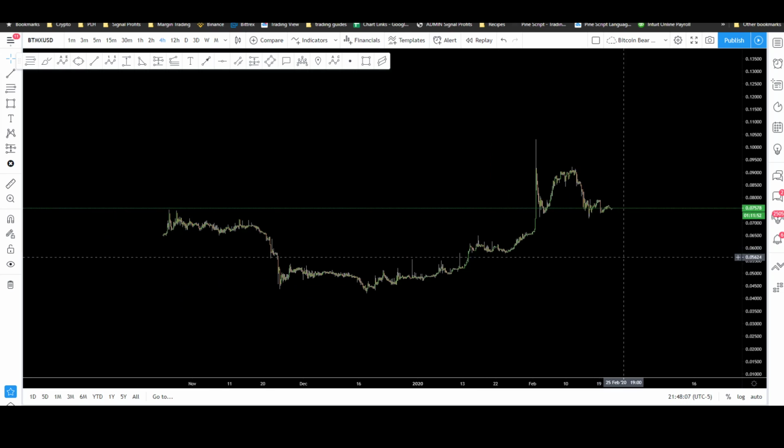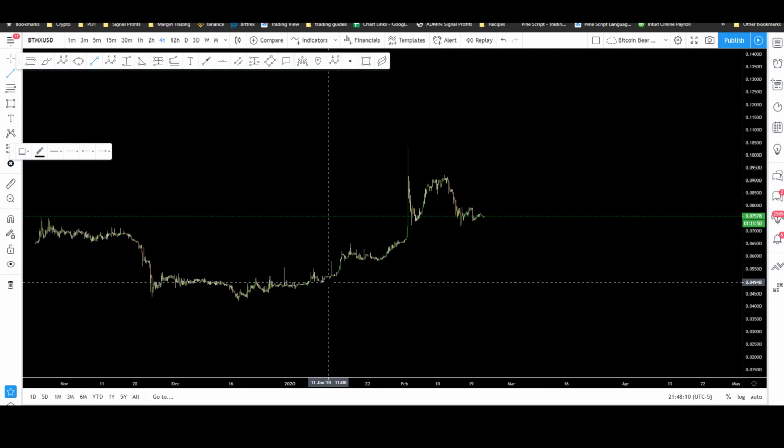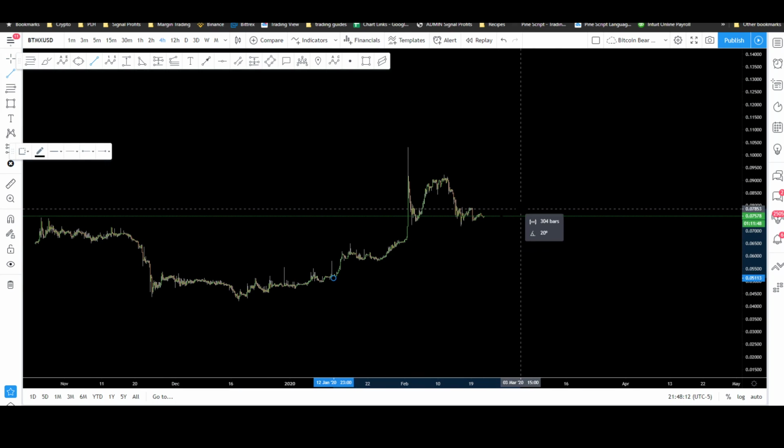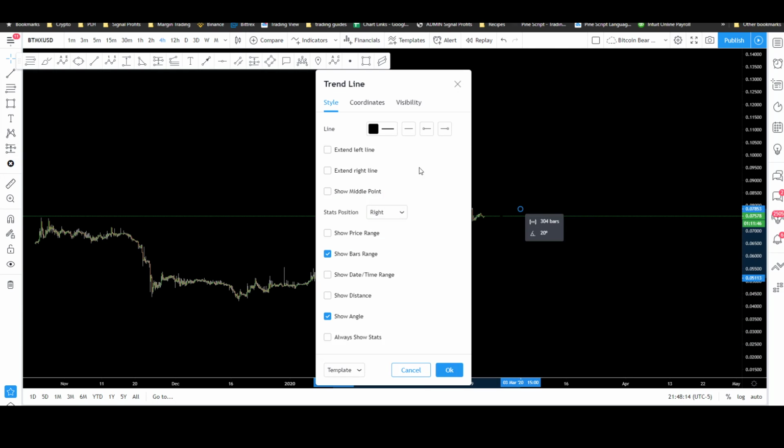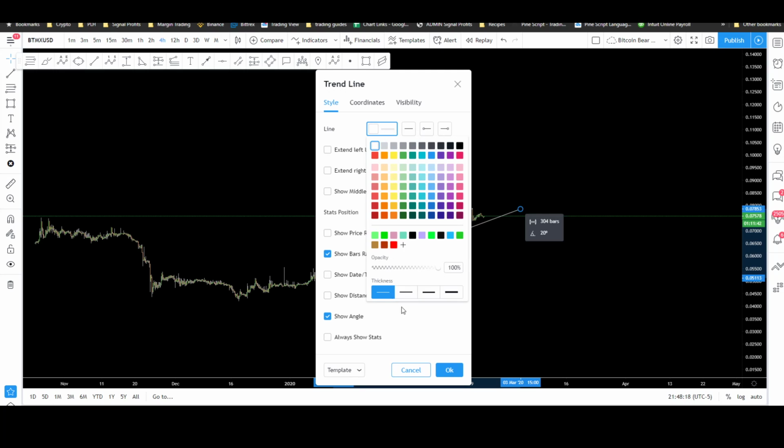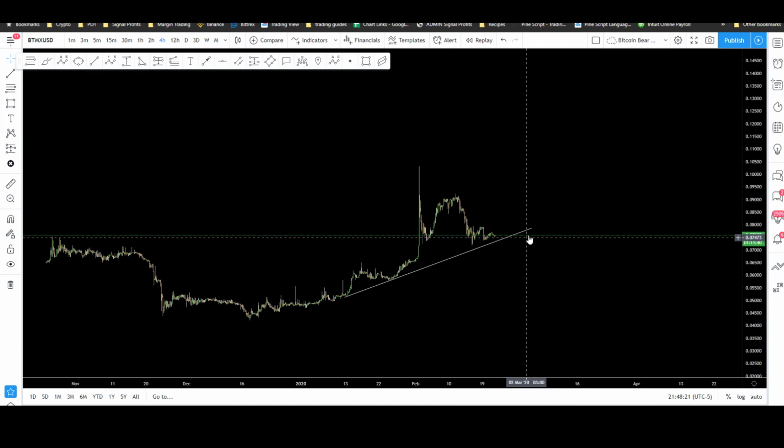We've got a nice uptrend, so let's use some Fibonacci here. Let me change the color of my trend line. We'll change that to white and make this thin. Give me one second, I'm going to drink some water real quick.